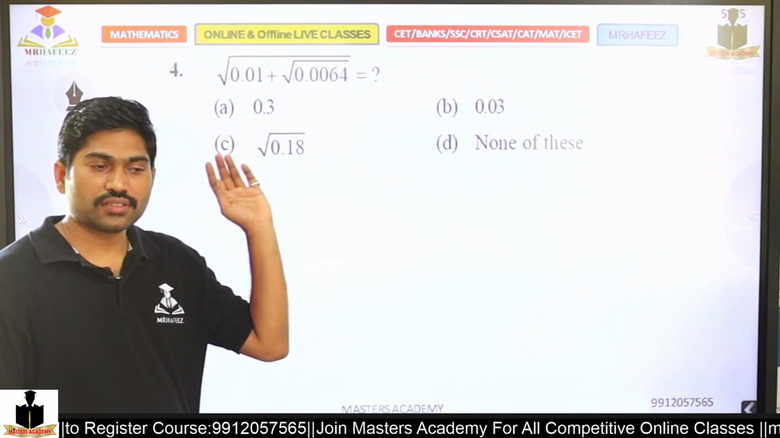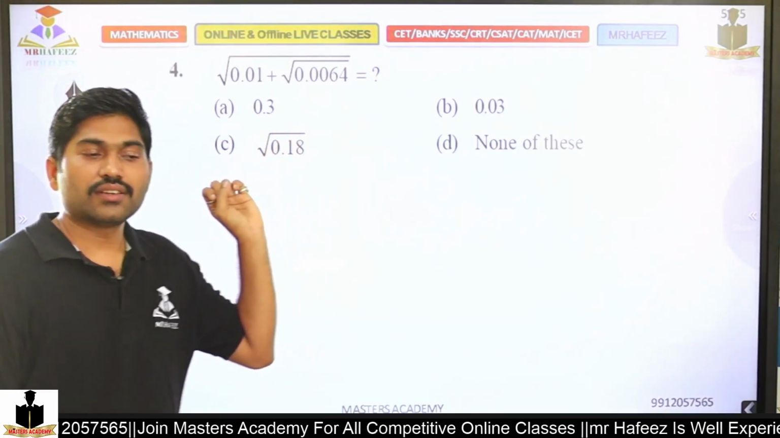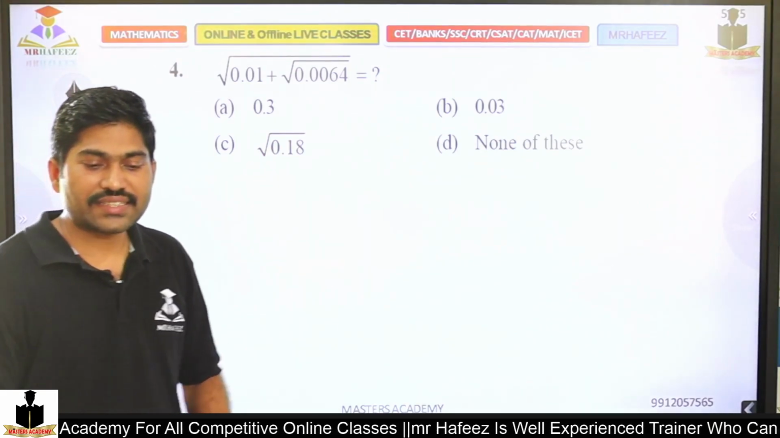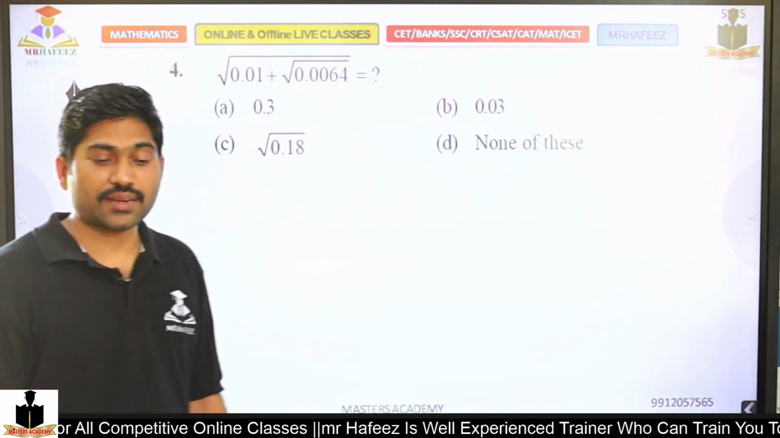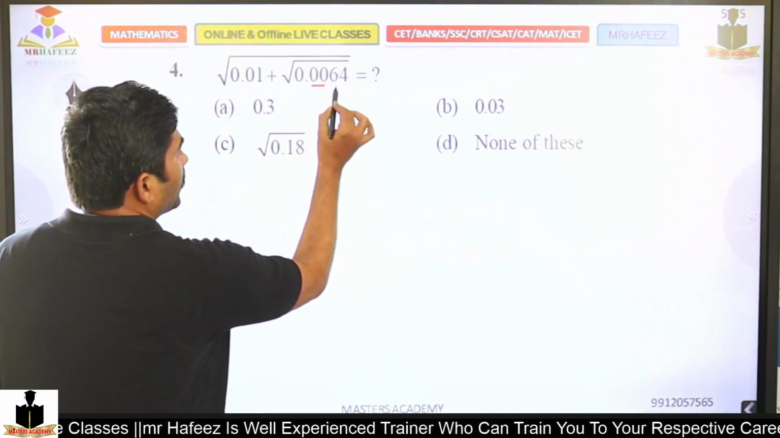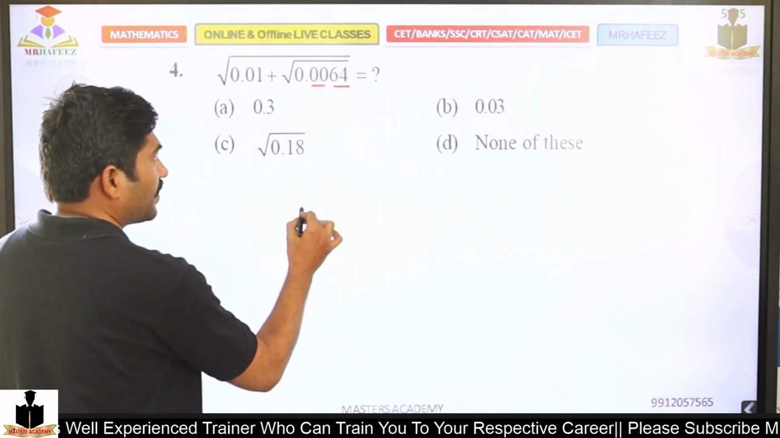So, fourth, the question is square root of 0.01 plus 0.0064. What is the answer? Priya, excellent, awesome. So here 00 and 64 is there. Here you should be able to understand very clearly.